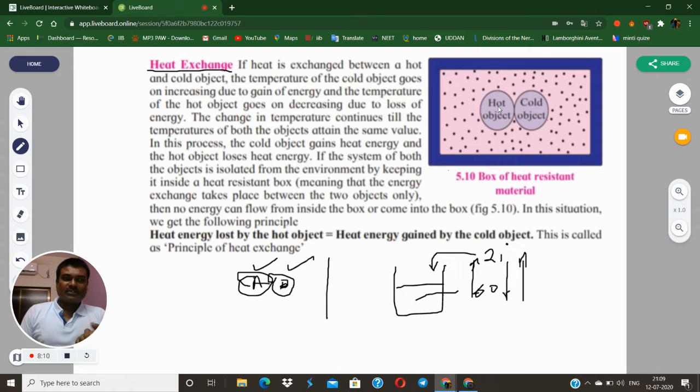There are two objects. Out of them, one is hot. I have shown it as a hot object, and another is a cold object. ठीक है, and we have put them close to each other and explain such a theory here. We have read and understood this theory. It's very simple and easy, a very small unit of this lesson.